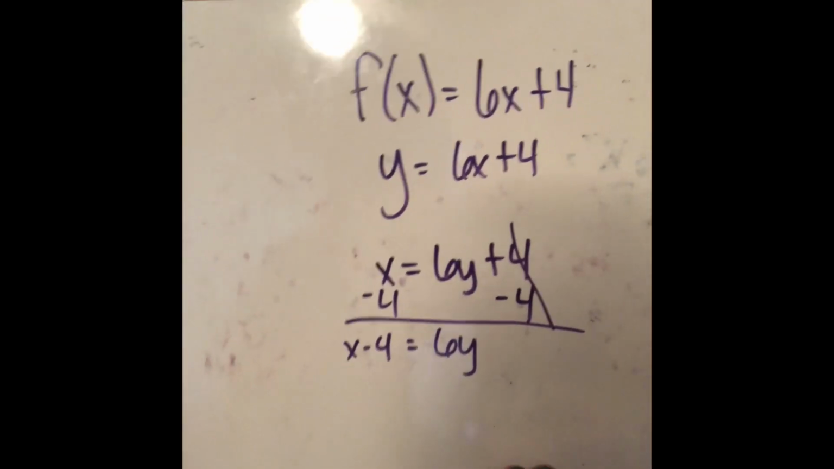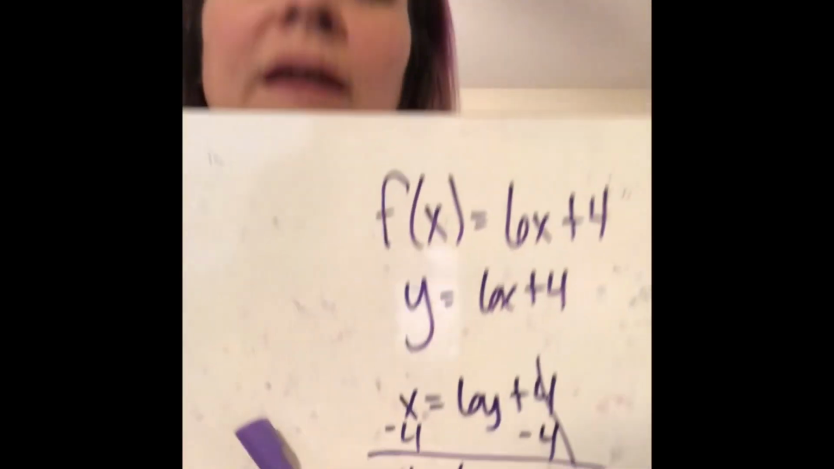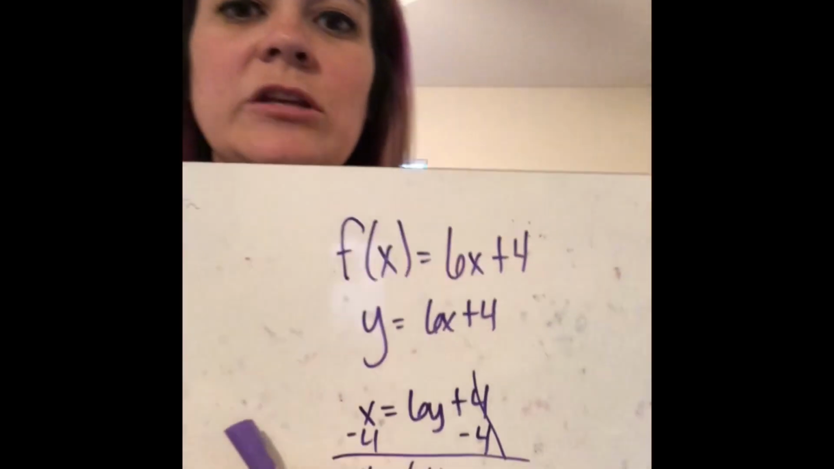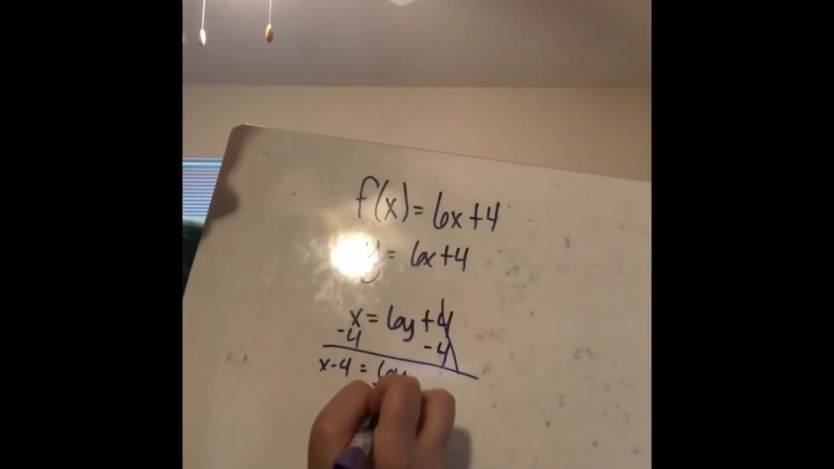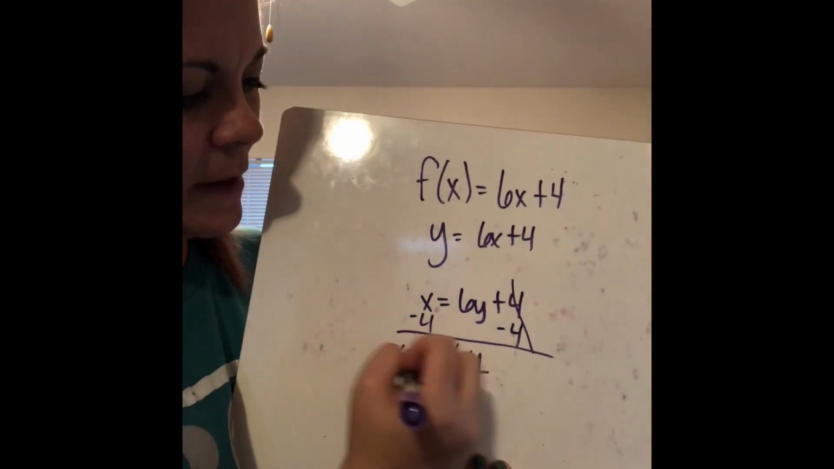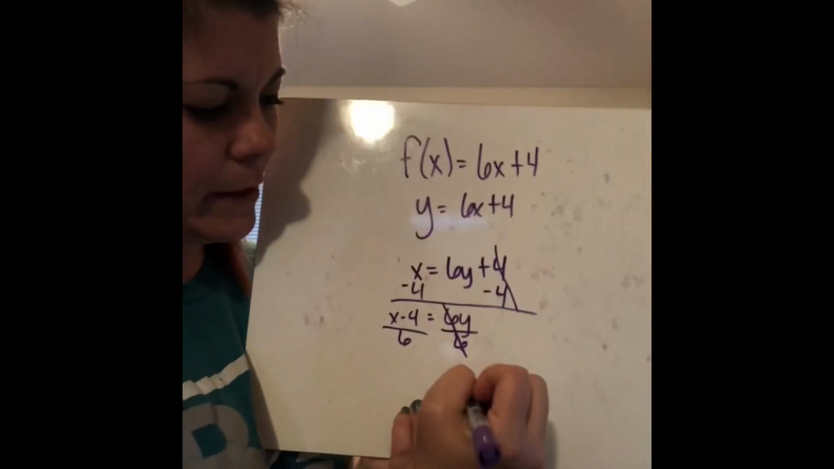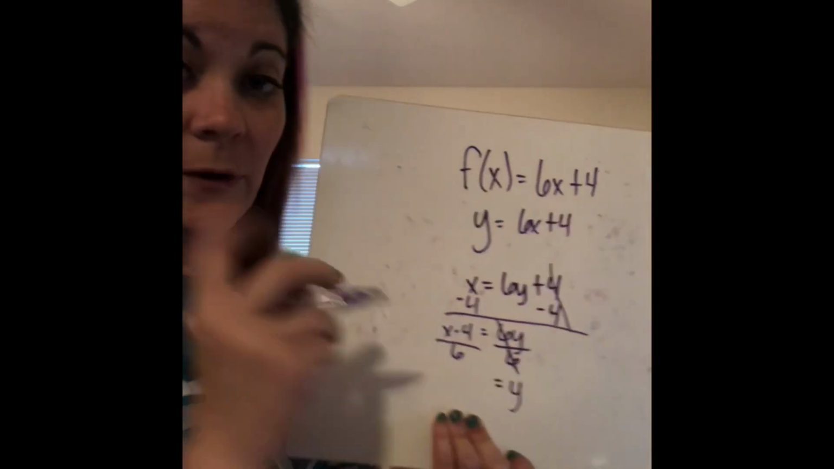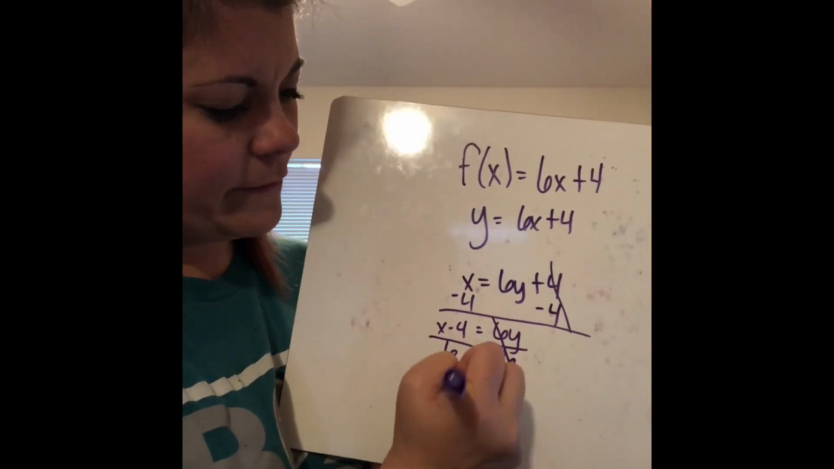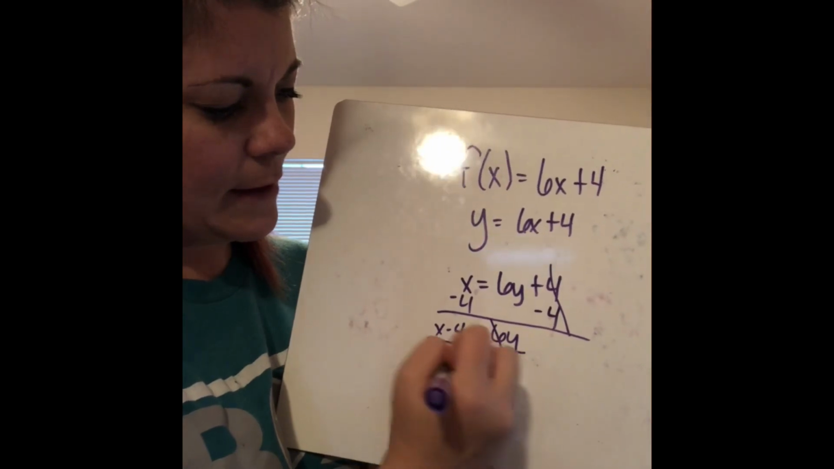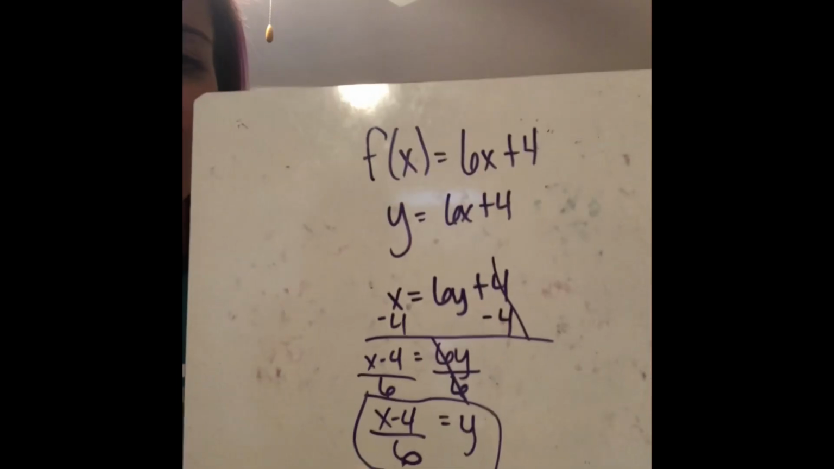So now we're going to solve for y still. So this is multiplication in between, so the inverse is division. So we're going to divide both sides by 6 because we're solving for y. We're trying to isolate that y. So divide both things by 6. 6 divided by 6 is just 1y. So we're just left with 1y. And then over here we have x minus 4 divided by 6. And that is our answer. That is the inverse of this function right here.